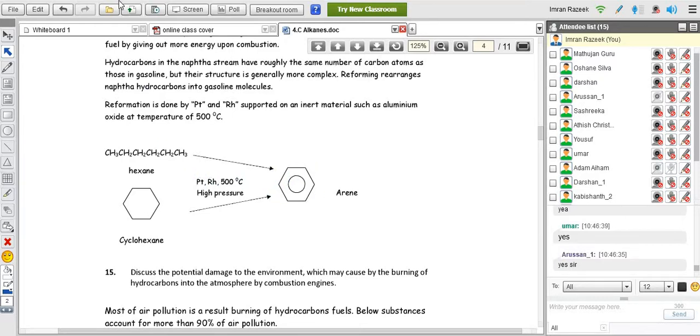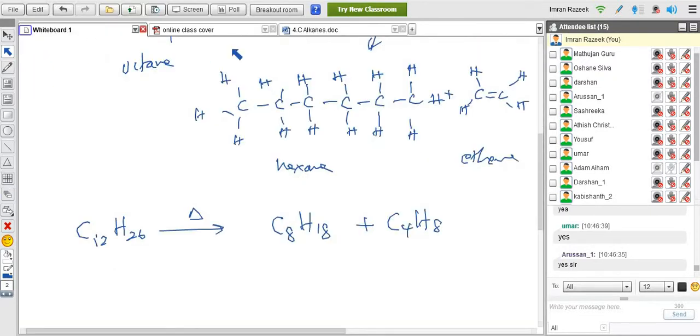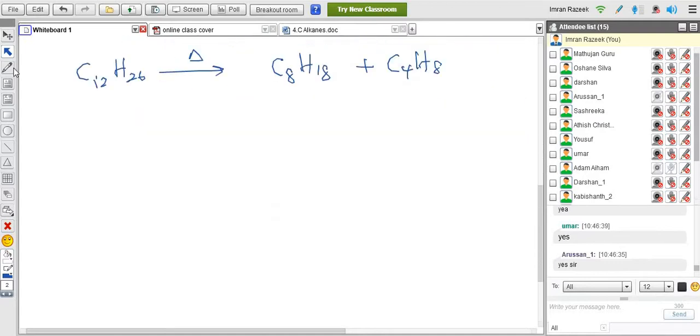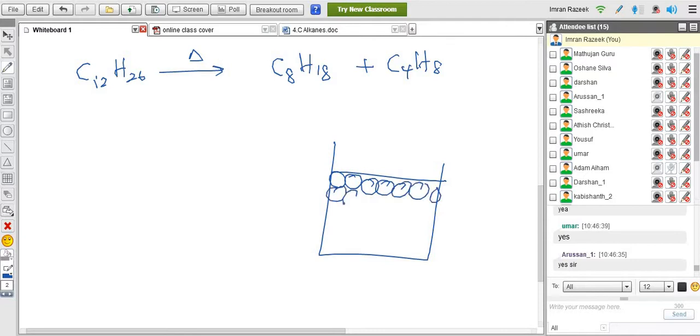So why do we need this type of reformation? Usually fuels undergo reformation. When you reform the fuel, you get a higher quality fuel. The reason is, when the long chain molecule is converted into a cyclic one, the amount of molecules which can be packed in a unit volume will be more. For example, I can pack more cyclic molecules in this volume than long chain molecules.